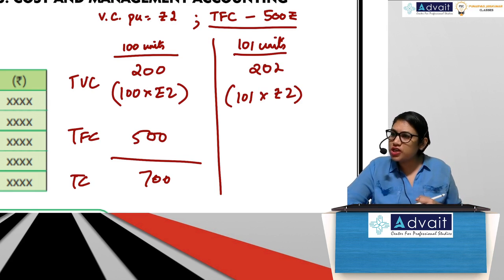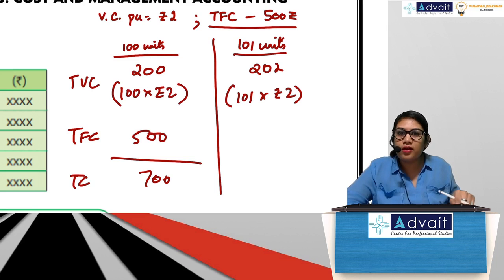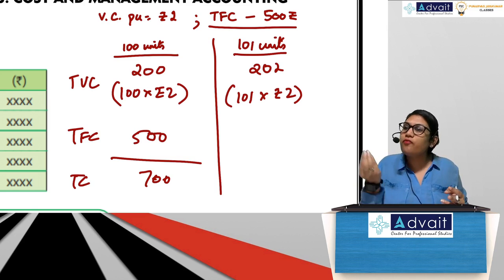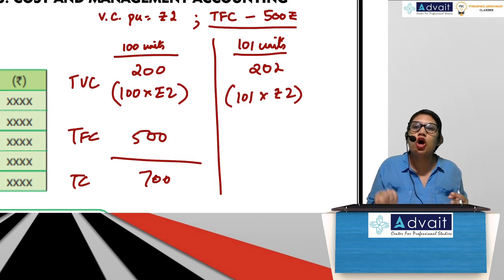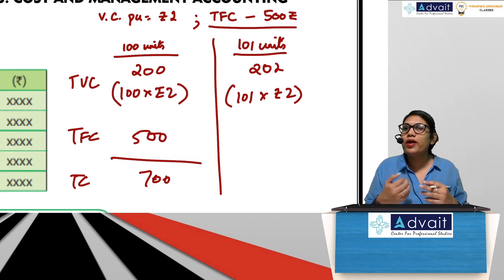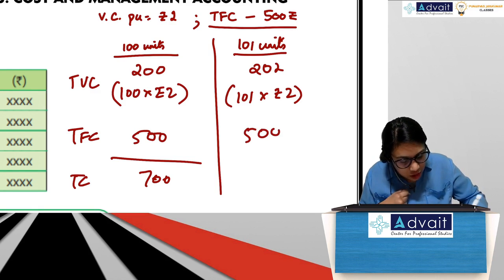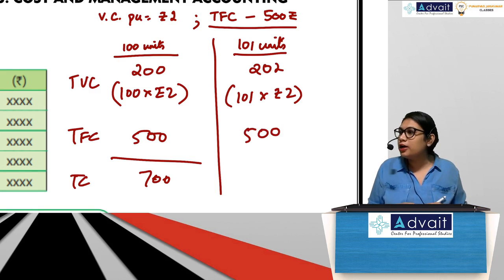Will fixed cost change? Will you think, oh, for 100 units it was 500, so for 101 units how much will it be? No. Why? Because fixed cost is supposed to be fixed. It does not change with your output. So whether I'm manufacturing 100 units, 90 units, or 110 units, it will not matter. My fixed cost will remain fixed. So fixed cost will remain at 500. So what is my total cost now?